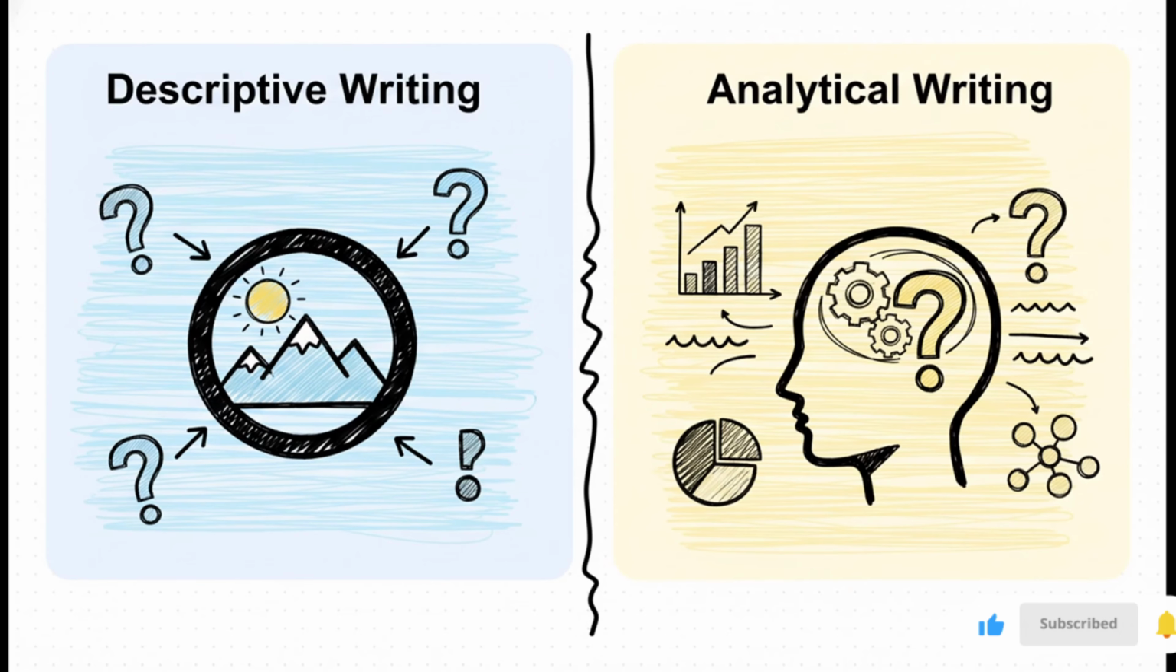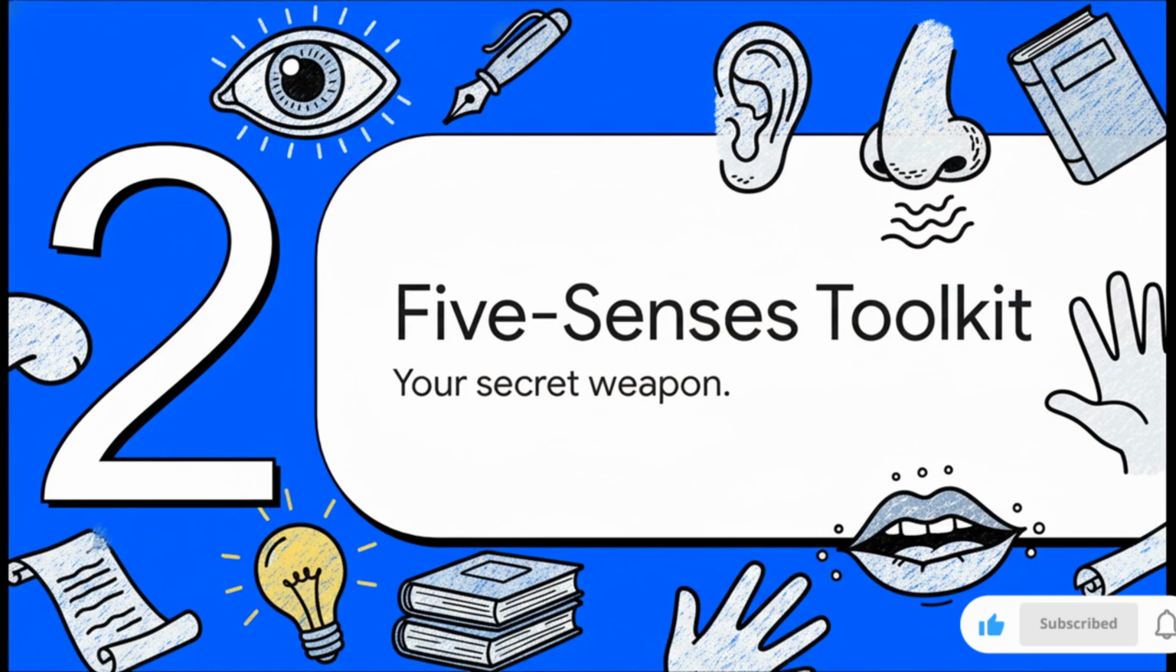And this is where so many people get tripped up. Descriptive writing is all about the what, when, and where. You're just presenting the scene as it is. Analytical writing, on the other hand, dives into the why and what's next. For this exam question, you have got to stay in that first lane. Stick to the facts.